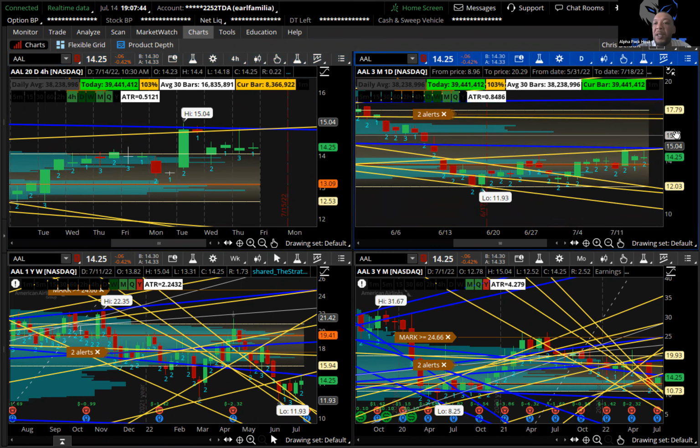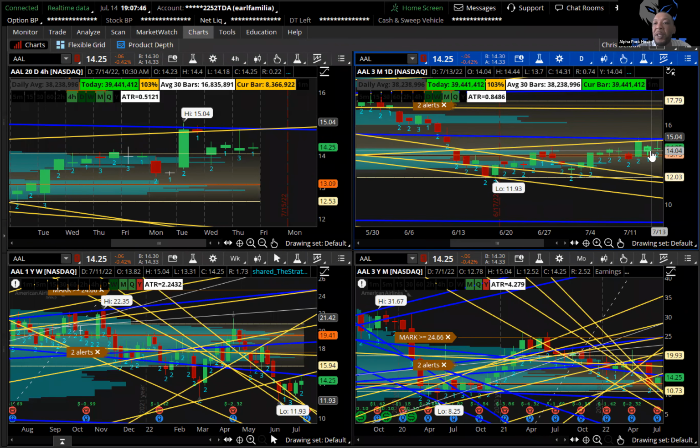I'm looking at it like, it ran its course, it's getting rejected at a major BF level. Now we're going to go and test the other side of the range to the downside. It just hasn't told us that yet, but it's given us an indication. So if this triggers down, that would be what I'm looking for.